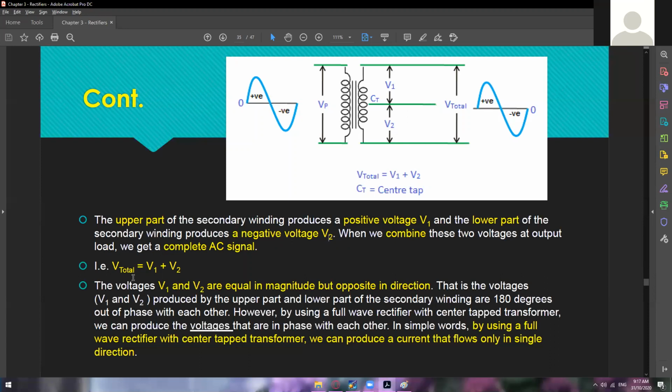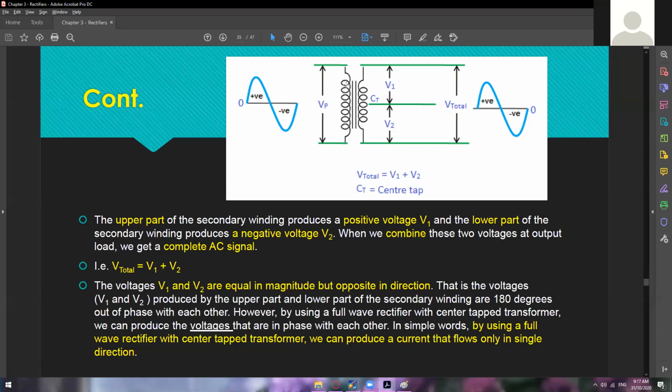So V total is of course V sub 1 plus V sub 2. Okay, so this is the common one. Always like that. So whatever is our V peak will be divided into two, V sub 1 and then V sub 2. So the voltages V sub 1 and V sub 2 are equal in magnitude but opposite in direction. Okay, so that is the voltages V sub 1 and V sub 2 produced by the upper part and lower part of the secondary winding.